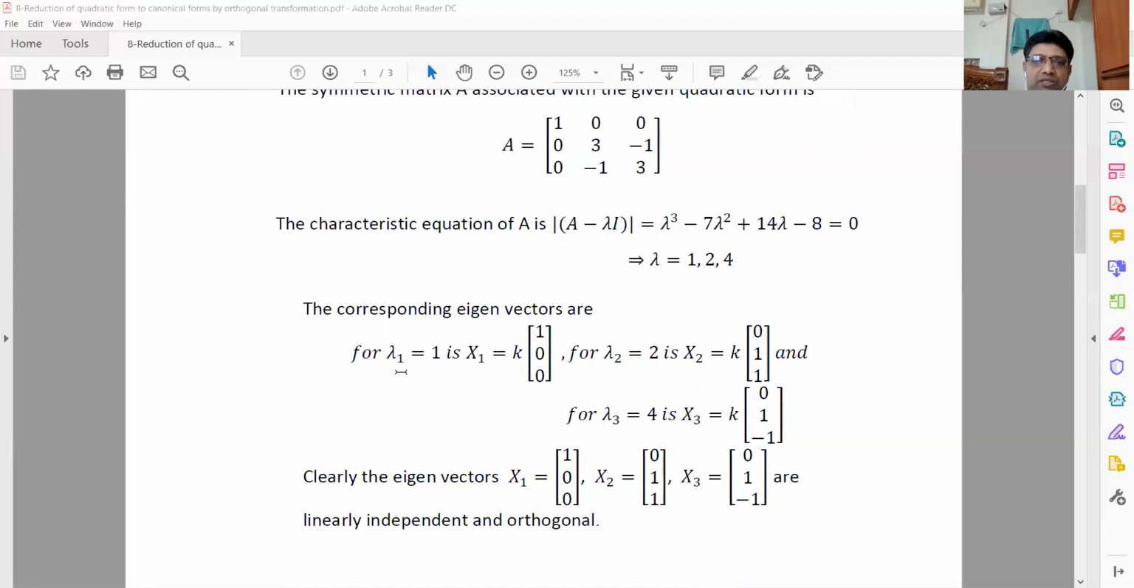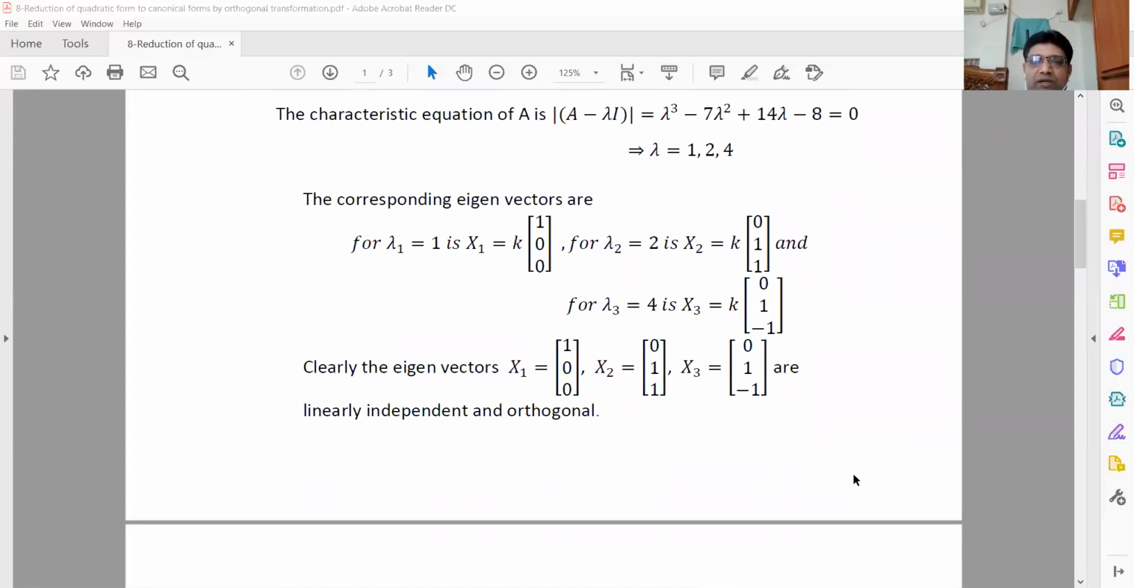So the choice is yours. You can choose any k value here. You can choose k is 1 here, you can choose k is 3, you can choose k is 100, any value. But for the sake of simplification and comfort, we are choosing k in all three cases as 1. Therefore, the eigenvectors we got are 1, 0, 0; 0, 1, 1; 0, 1, minus 1.